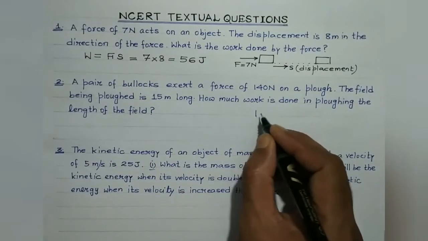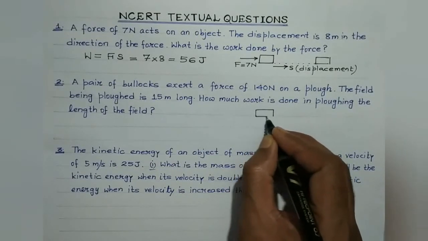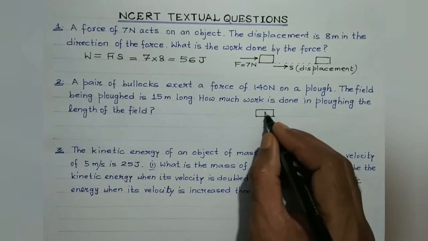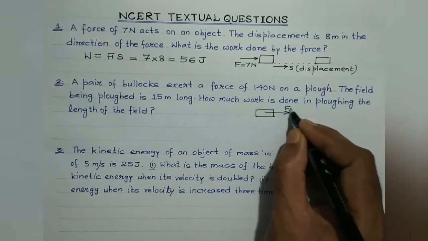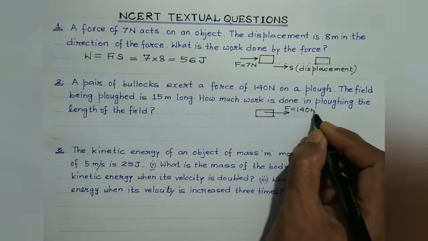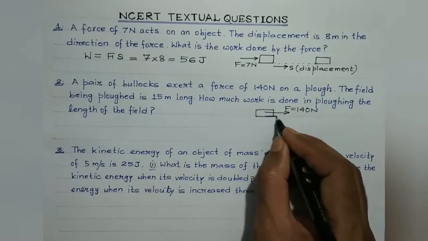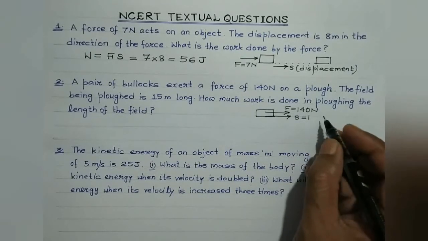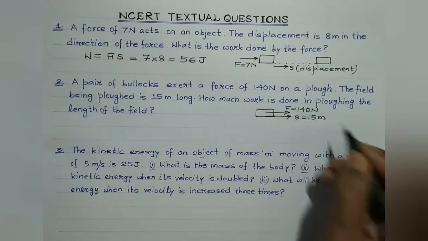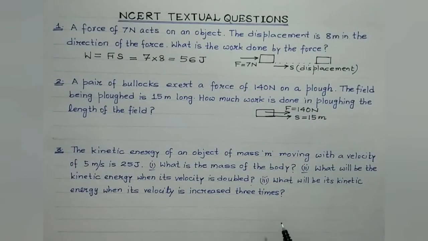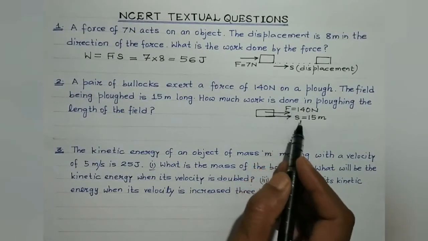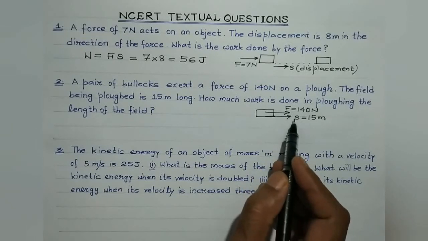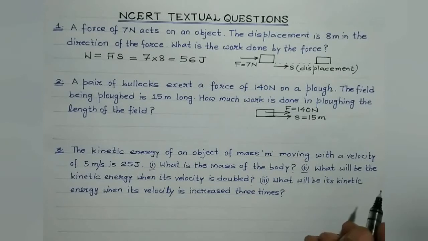So in this case also, suppose this is a pair of bullocks which exert a force of 140 Newton, right? This is the force, 140 Newton. Obviously, it will get displaced along the same direction horizontally. So this displacement or the length of the field which is being plowed is given to be 15 meter. So obviously work done in plowing the length of the field would again be given by simply the product of these two. Why? It is because the displacement obviously is taking place along the direction of the force applied, right?